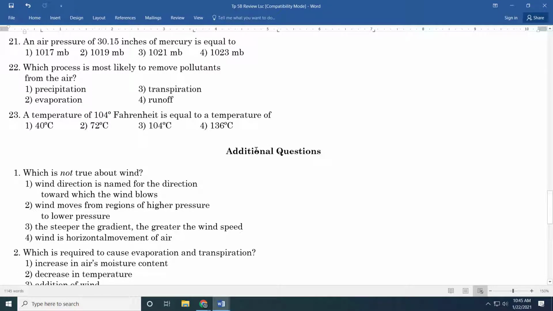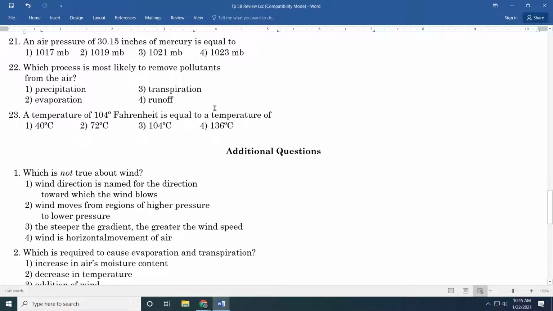An air pressure of 30.15 inches of mercury is equal to what? Well, let's see. 29.92 equals 1013.2. So that's our standard basic air pressure. If I have 30.15 inches of mercury, I'm going to have to look that up. I don't know off the top of my head. So you grab a reference table and you look it up and you get an answer.